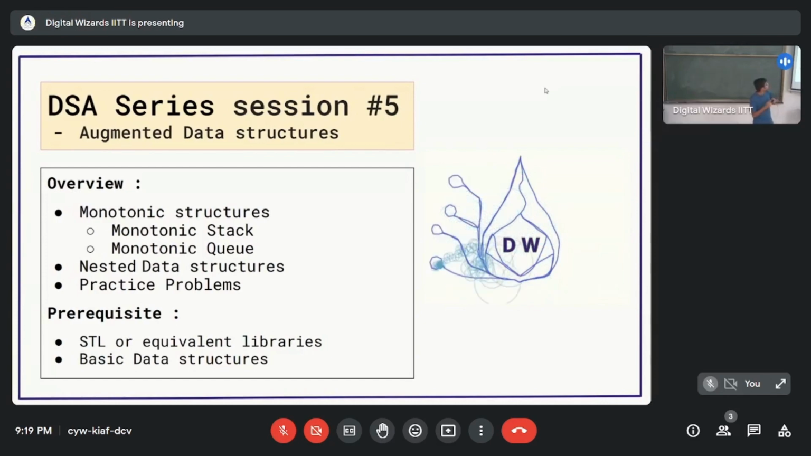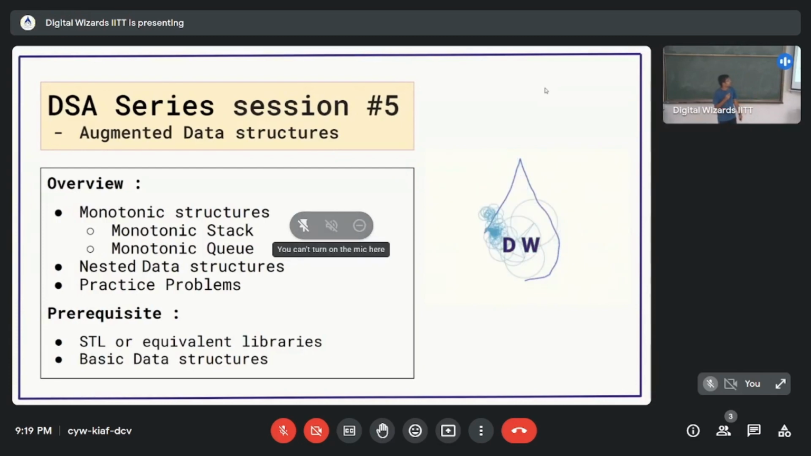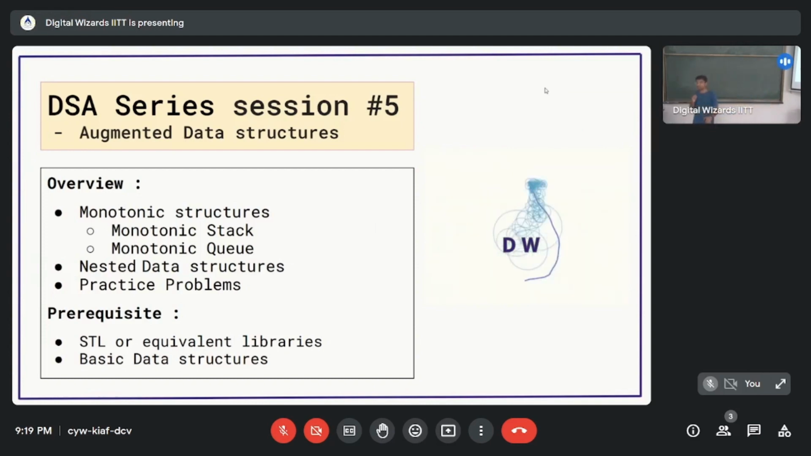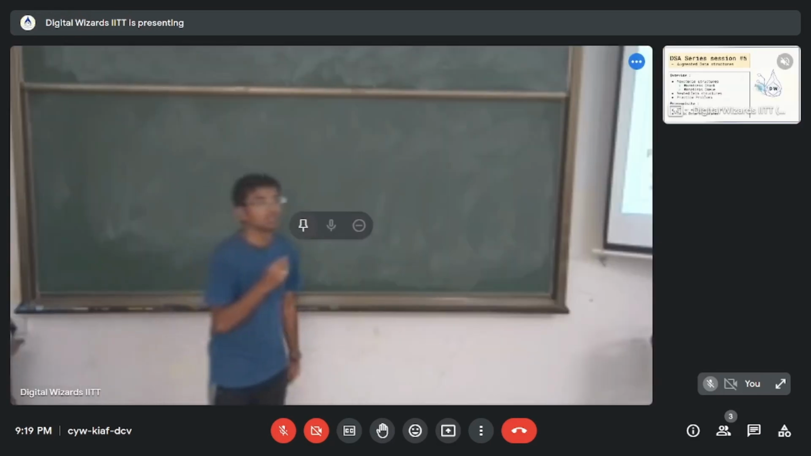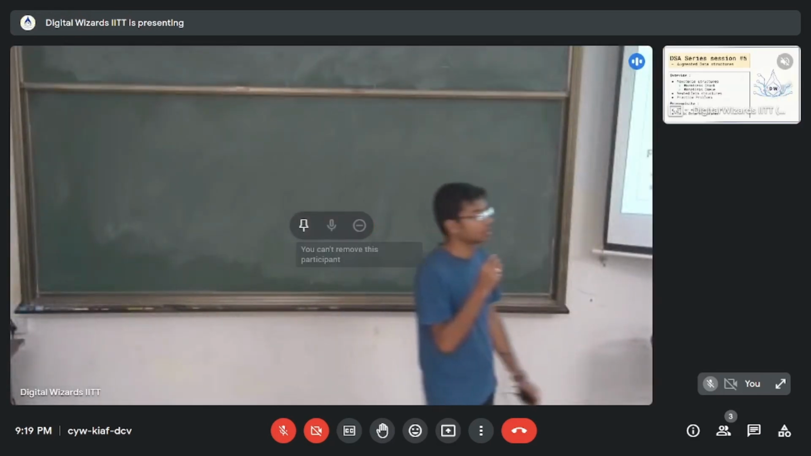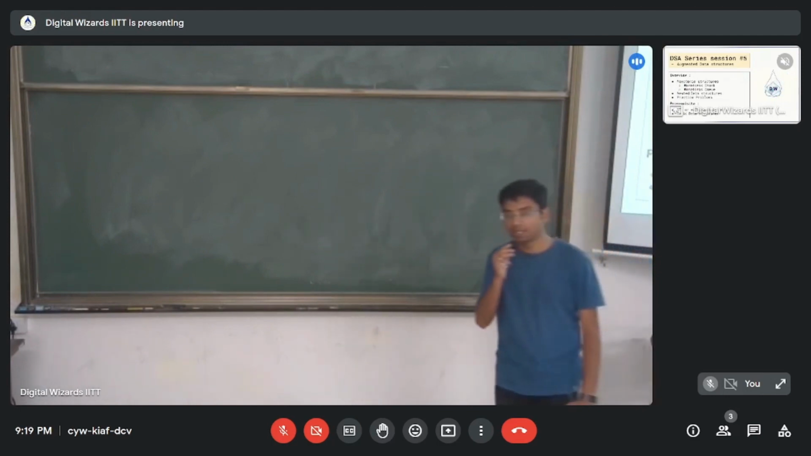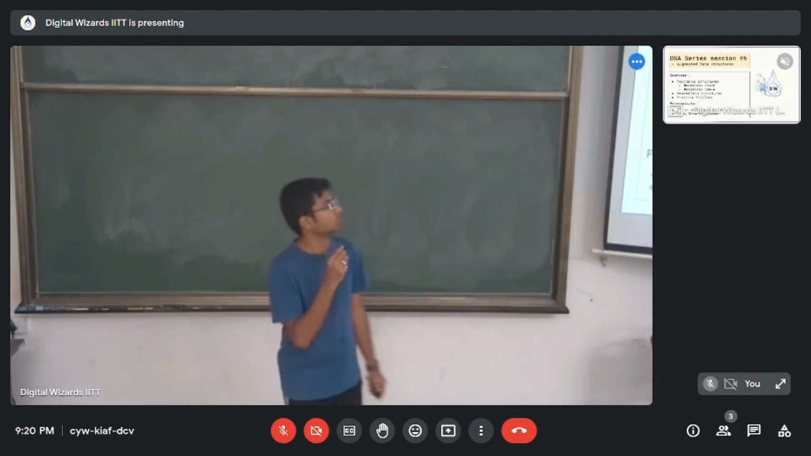So as you can see in the overview, we would be covering monotonic structures today, along with nested structures, and it comes along with practice problems. As you know, your internships are coming in. I think most of you are from the second year, so your internships are coming in the next 3-4 months maybe. So it's good to have practice. The questions would be on the line of the online assessments that you'd probably expect. So let's start the session.